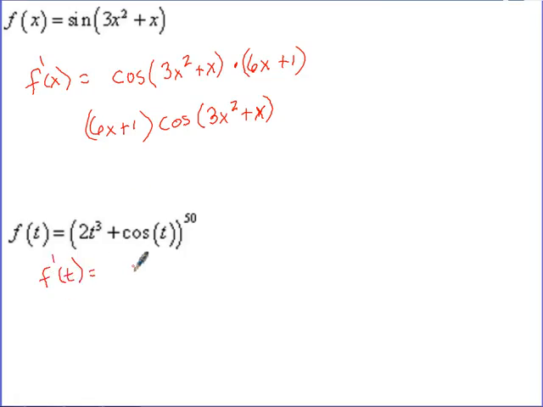what do you got? 50, and then 2t cubed plus cosine of t to the 49th power times 6t squared minus sine of t.